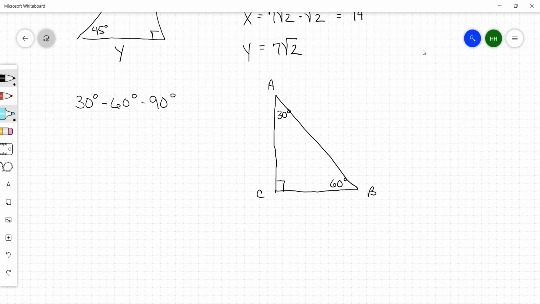Now, the hypotenuse is always the hypotenuse. In a 30, 60, 90 right triangle, we refer to the side across from the 30-degree angle as the short leg. We refer to the side across from the 60-degree angle as the long leg.